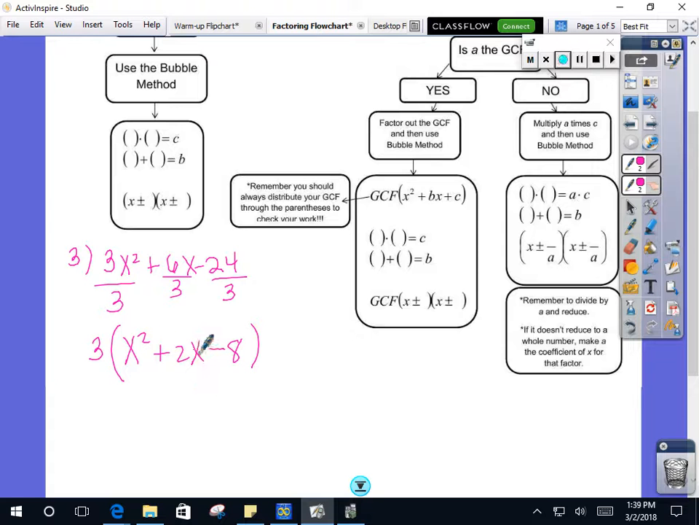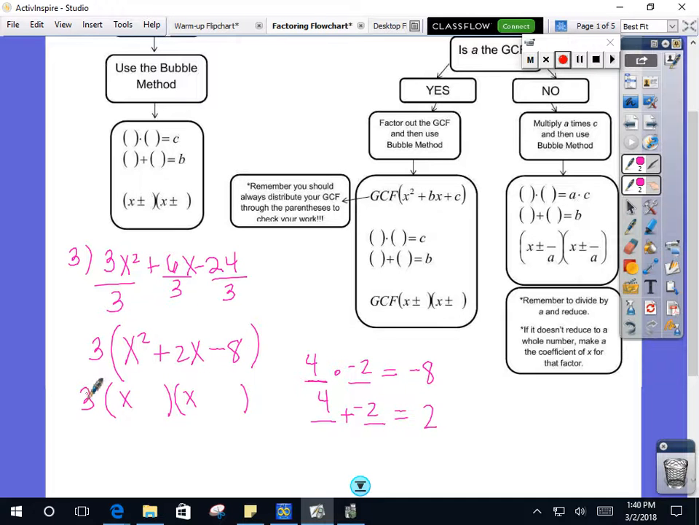Now, aren't we left with a basic trinomial with an a value of 1? And so that's where we do the bubble method. You look for 2 numbers that multiply to get your c, and they add to get the b. What is the c? Negative 8. And what is the b? 2. So what numbers multiply to get a negative 8 and add to get a positive 2? 4 and negative 2.